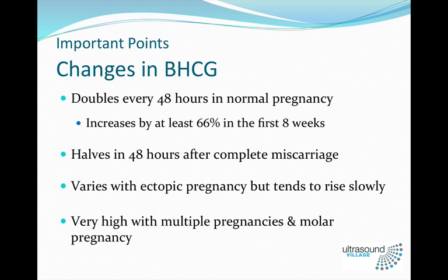If it's a normal pregnancy, it doubles. If it's a complete miscarriage, it halves. With an ectopic pregnancy, though, it tends to rise slowly. All right. And we've mentioned that the beta HCG is often very high with multiple pregnancies and molar pregnancies.